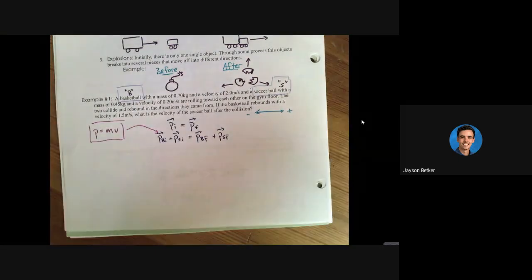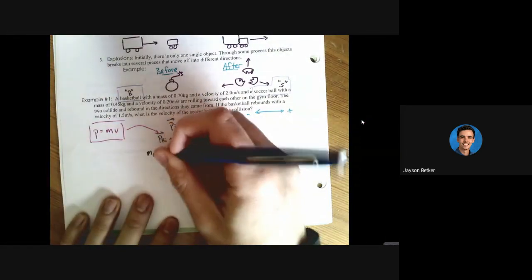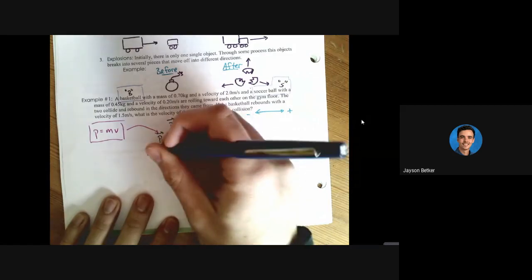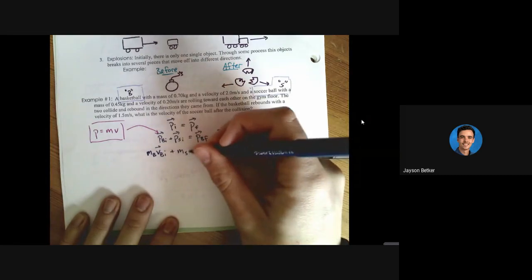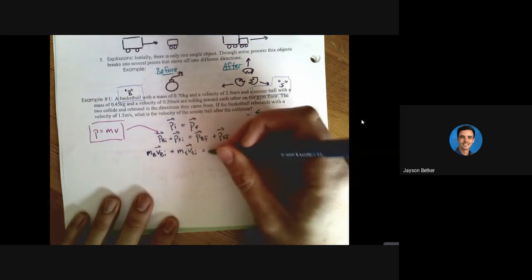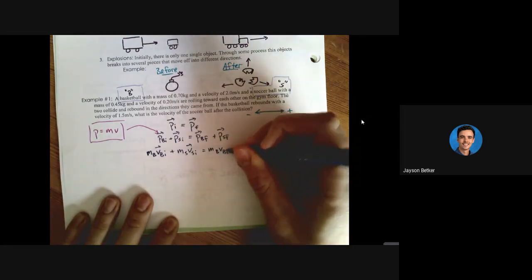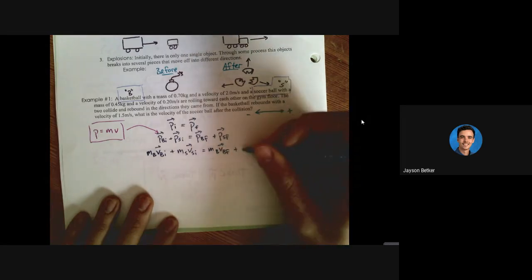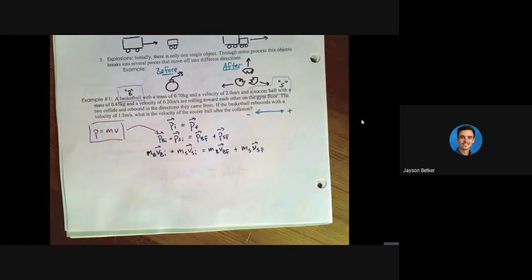So then what we'll end up with is the mass of the basketball times the velocity of the basketball initially, plus the mass of the soccer ball times the velocity of the soccer ball initially, equals the mass of the basketball times the velocity of the basketball final, plus the mass of the soccer ball times the velocity of the soccer ball final. There we go. Ends up turning into quite a long formula.